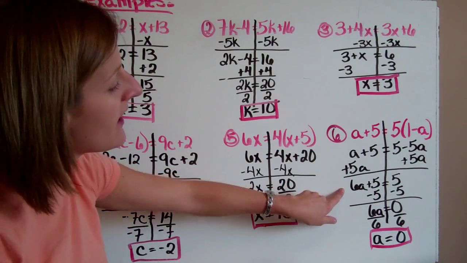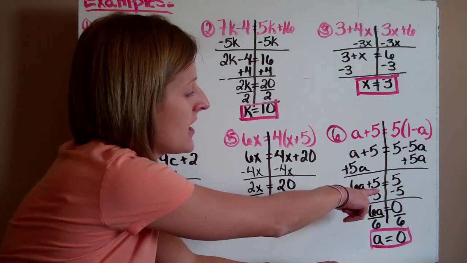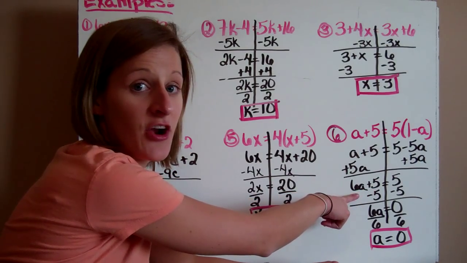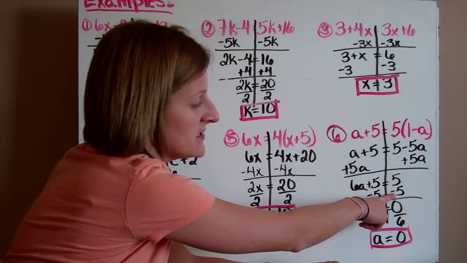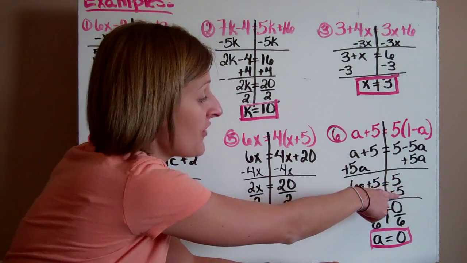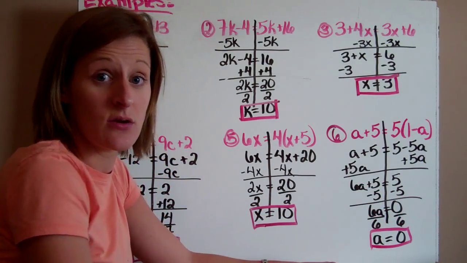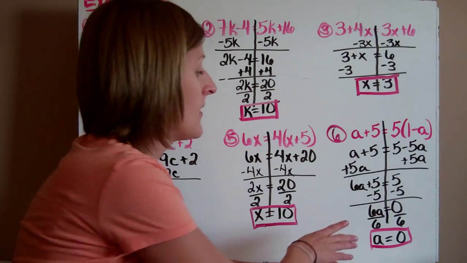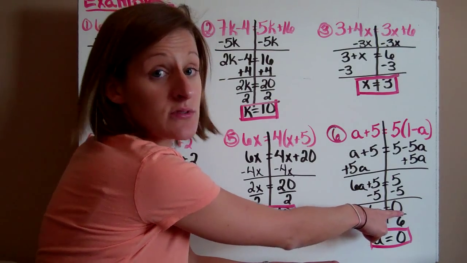Now I still have on this side my number being added to my variable. So I need to subtract 5 from both sides. Now I do 5 minus 5 and that's 0. And that's okay. It's okay to have 0. Okay, so I'm left with 6a equals 0.